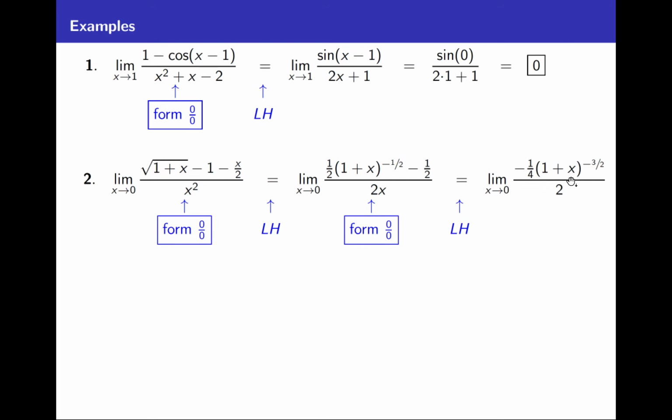You just plug in x equals 0, and in doing so, you get negative 1/4 times 1 to the power of minus 3/2, which is 1, divided by 2. That's negative 1/4 over 2, and that's equal to negative 1/8. So the moral of this example is that sometimes in applying L'Hopital's rule once, you'll get another limit to which L'Hopital's rule applies. And you just apply L'Hopital's rule again. You may find that in some cases you apply L'Hopital's rule 2, 3, or 4 times before you get a simple limit that you can work out.